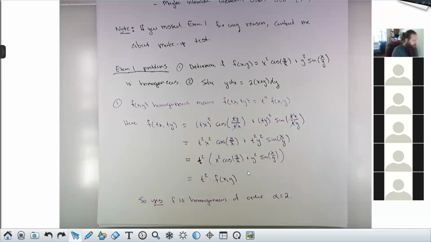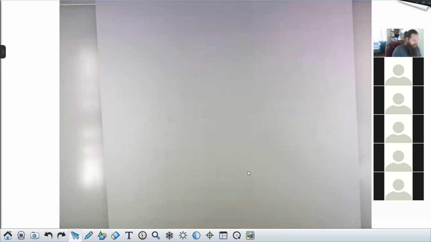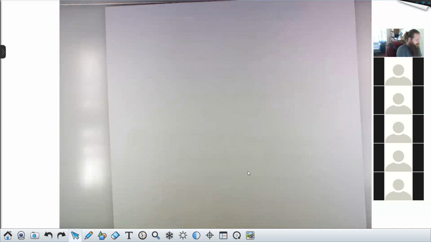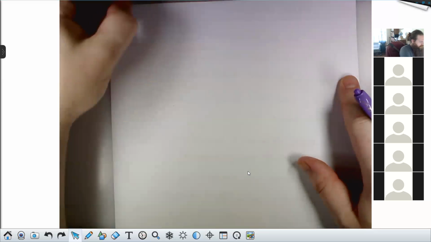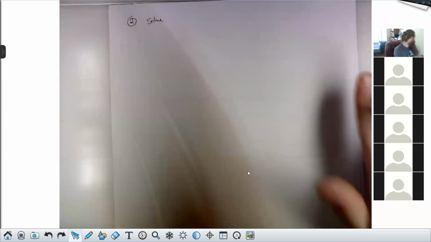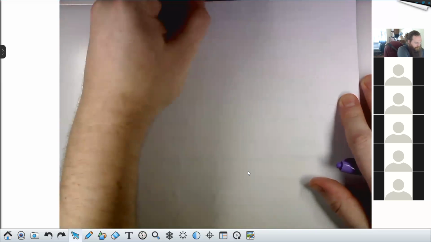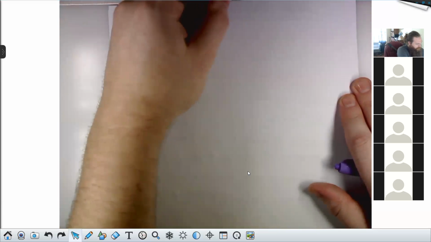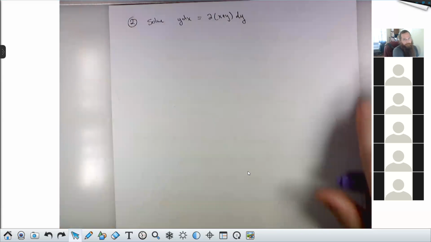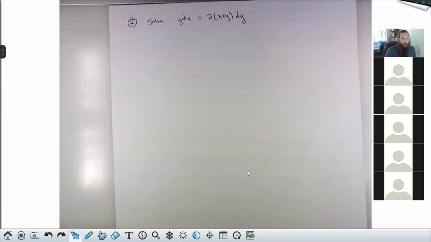Okay, the next one was to solve this homogeneous differential equation. Solve the equation y dx is equal to 2 quantity x plus y dy. And you have a choice here. As with all homogeneous differential equations, you can choose to substitute like x equals uy or y equals vx. It's your choice.